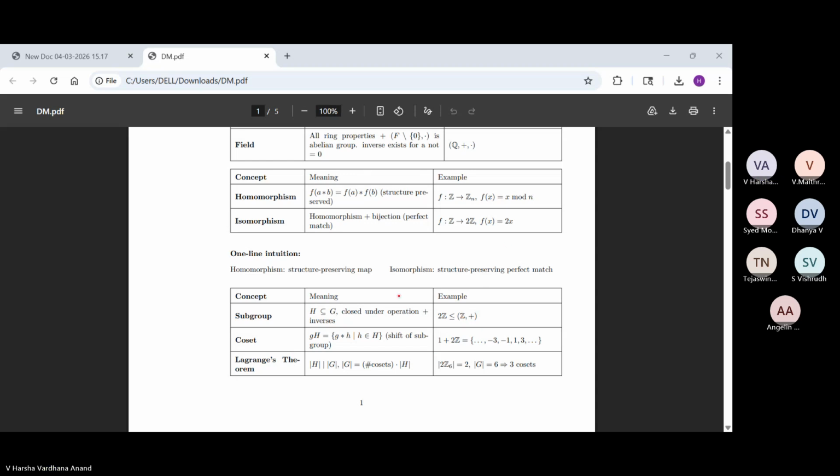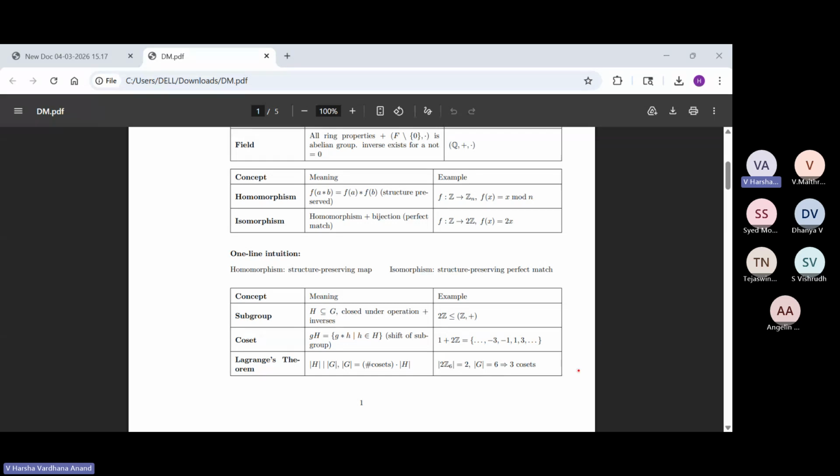Next, okay, cosets. Cosets are relations of subgroups. So take the same subgroup H here. H is the set of all even numbers: 2, 4, and so on.